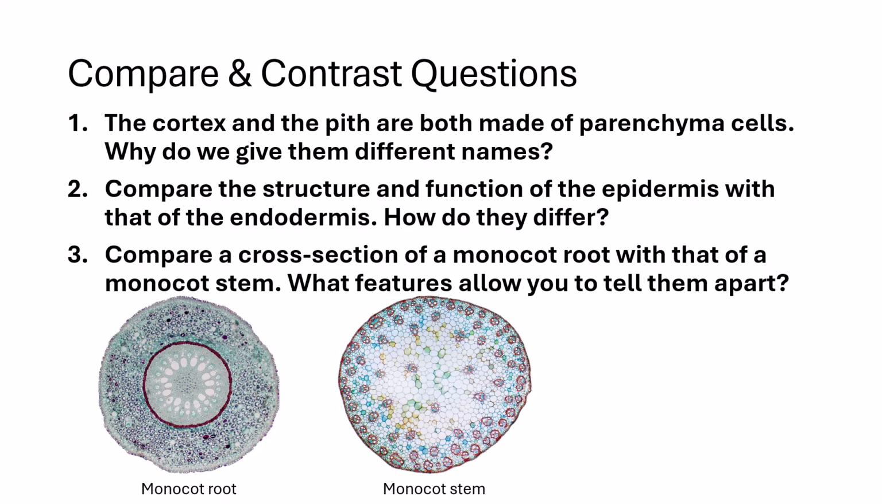Now let's think more deeply about what you observed. For the first question about the cortex and pith, focus on location and function. Even though both tissues are made of parenchyma cells, they play different roles in different places. For the second question, compare both structure and function of the epidermis and endodermis, especially in terms of protection and regulation of movement. For the last question, think back to monocot systems and compare their tissue arrangement to what you see here in the root. Write your responses in your lab notebook using your observations to support your answers.